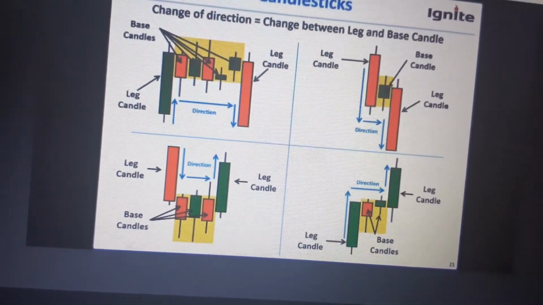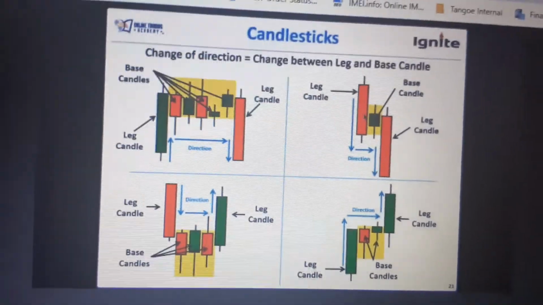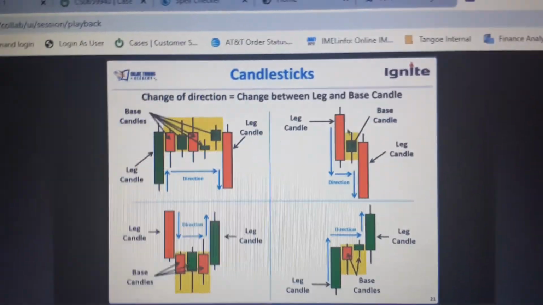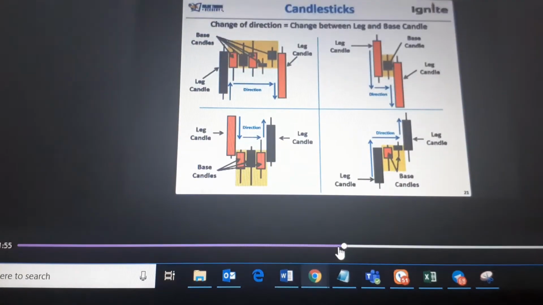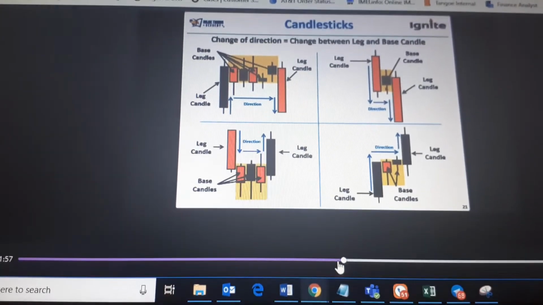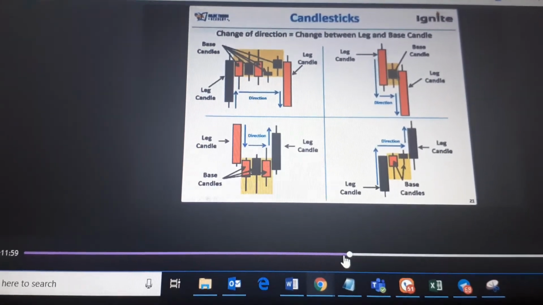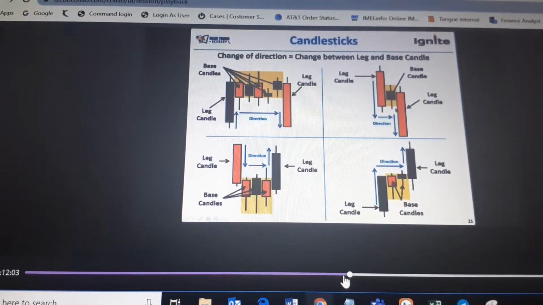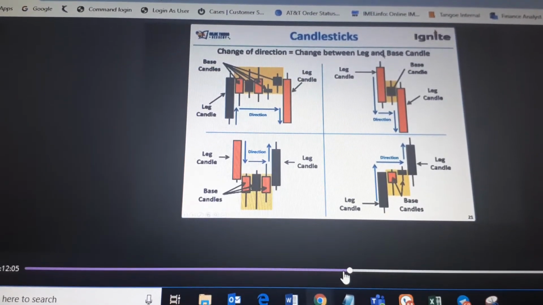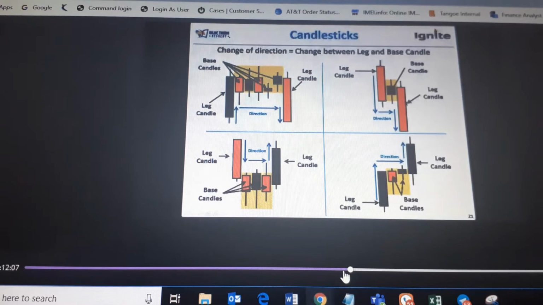Now, can you see this is your base candle? Everybody can see this. This is a base candle. Why is this a base candle? Because this candle body is less than or equal to 50% of the range, and these two are leg candles.